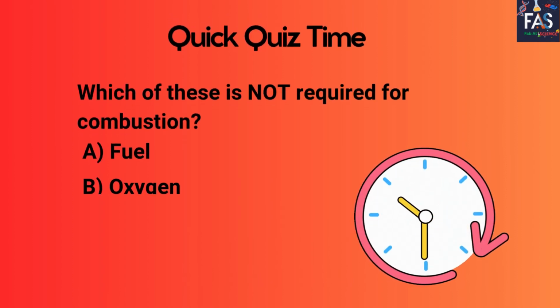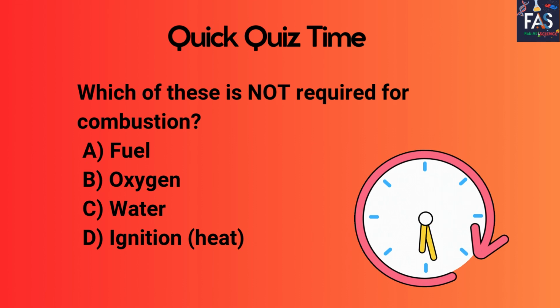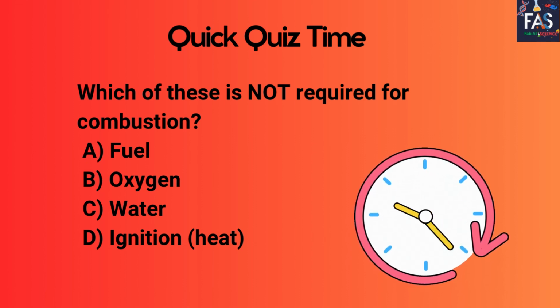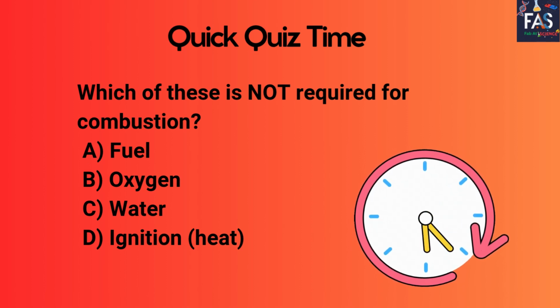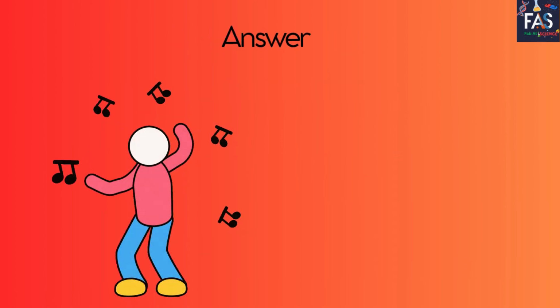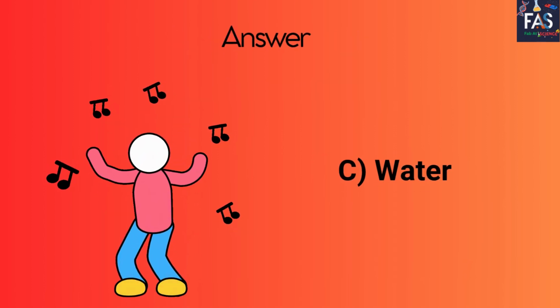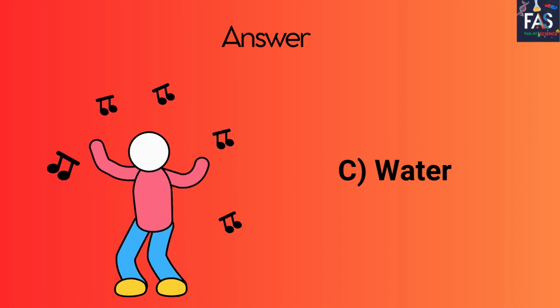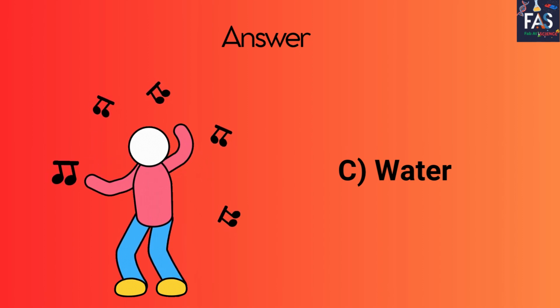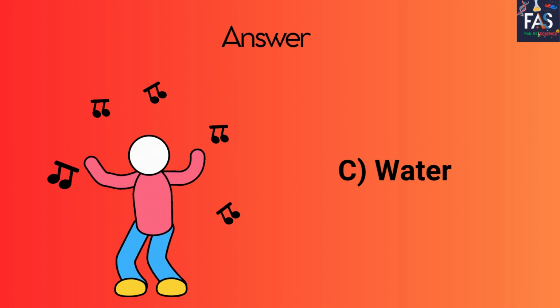Quiz time. Which of these is not required for combustion? A. Fuel. B. Oxygen. C. Water. D. Ignition or heat. Yes, the correct answer is option C, water. Water isn't required for combustion. In fact, water often inhibits fire, except electrical fires.